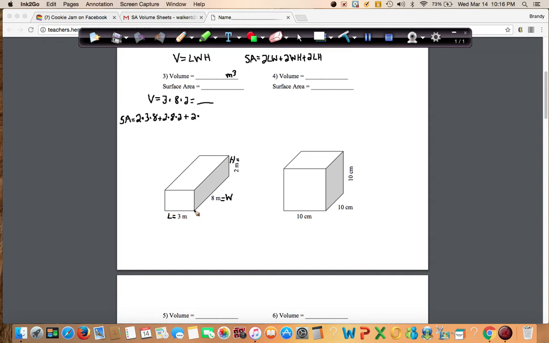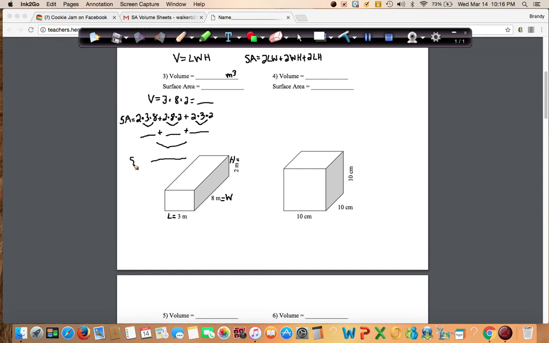And so length times height is this right here. So here's your length and there's your height. So it's the front piece and then this back piece that we can't see. So 3, and this is another 2 back here because that's our height. Once you have all this, you multiply each piece together separately, and then you take your answers and you add them together. And that will give you your total surface area.